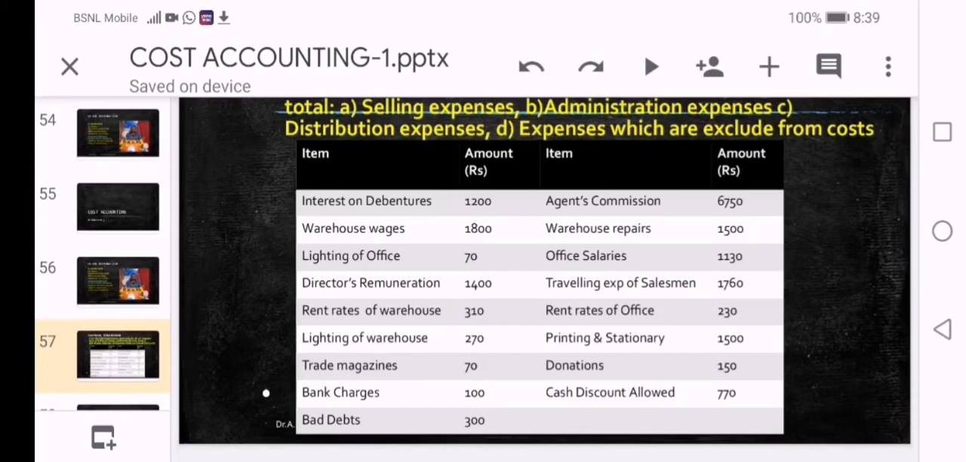Interest on debentures is not related to production, not related to warehouse, not related to sales. So it is related to the finance. So debenture itself is like borrowing funds category. So on the borrowed funds you are paying interest, which is a finance expenditure, which will not be taken in the computation of any cost and cost sheet.